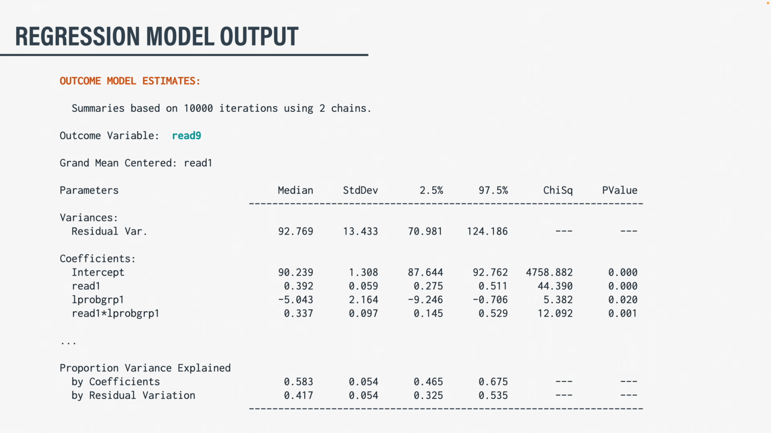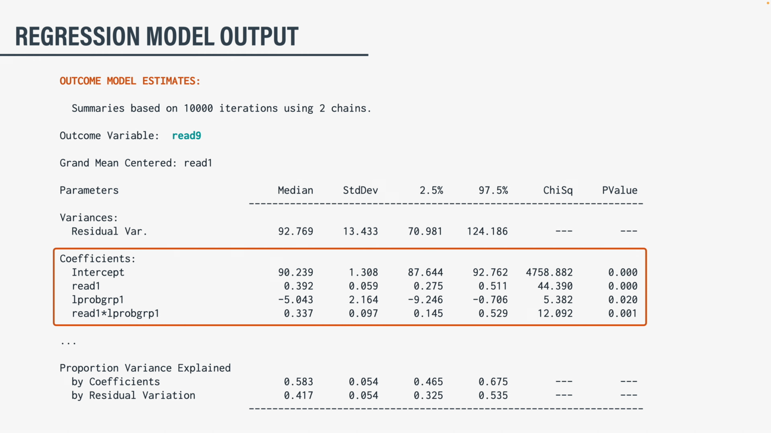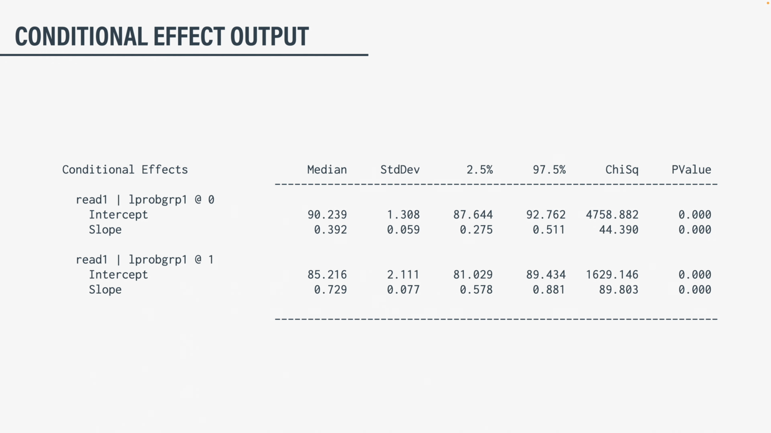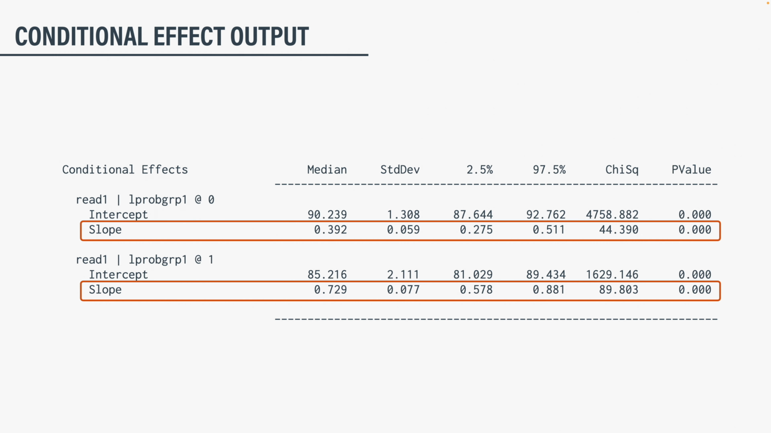This is the regression summary table for the analysis. Focusing on the coefficients section, the lower effect of reading, 0.39, is now a conditional effect for students who are 0 on the dummy code. So this is the effect of first grade reading scores for students with no learning problems. The positive interaction term tells us that the students with learning problems in first grade have a slope that's higher by about 0.34. The simple command now produces conditional effects or simple slopes at each level of the binary moderator. We can see that the slopes for the two groups are 0.39 and 0.73.